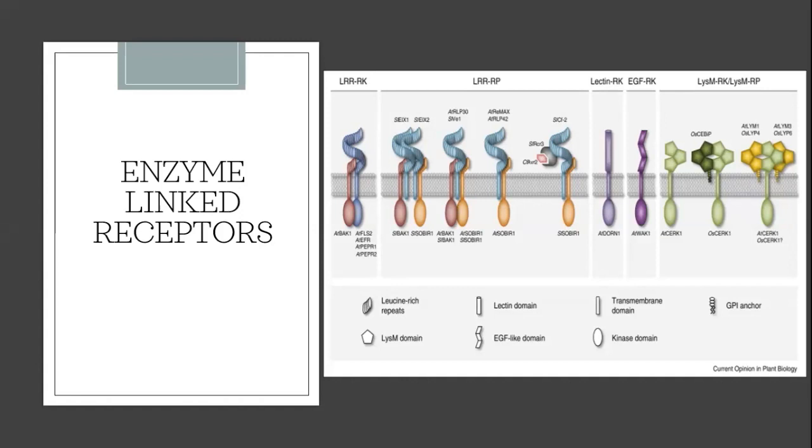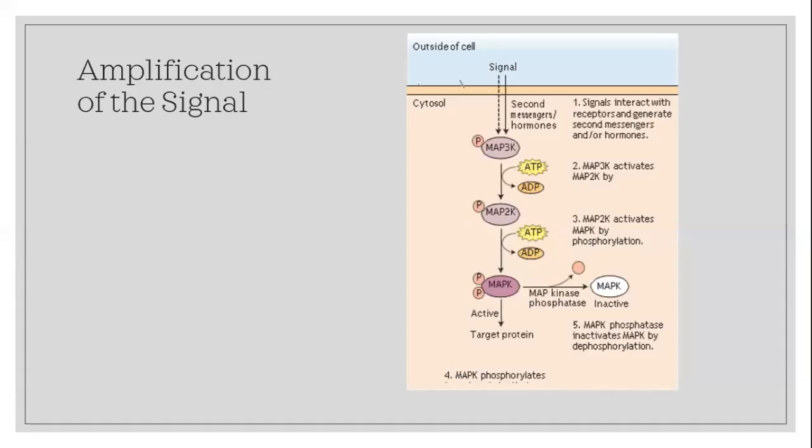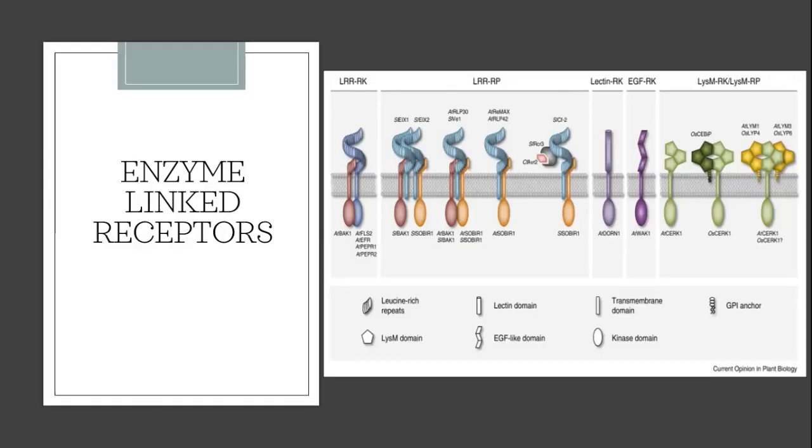Now, these enzyme linked receptors all have kinases. These kinases have the activity of transferring phosphate from one molecule to another. Basically, they use phosphate from ATP to transfer onto other molecules, and these other molecules are also enzymes. They get activated, and once they are activated, they transfer the signal from one molecule to another.